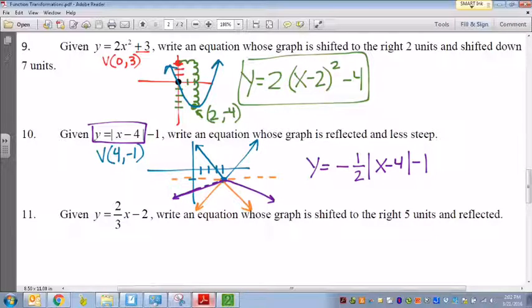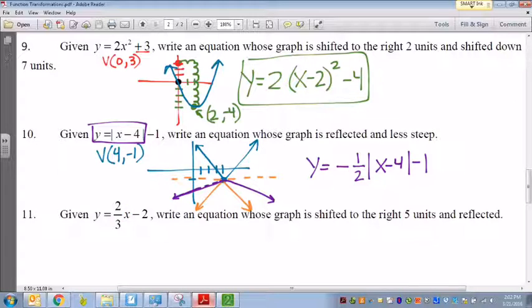let's take a look there. y equals 2/3 x minus 2. Write an equation whose graph is shifted to the right 5 units and reflected. Okay, so to the right 5 units. Now notice how there's nothing with x, right? There's no parentheses around it. Well, you'll say, wait, what about that minus 2? Well, that's not attached to the x because it's minus 2. Remember, if there's something with x, there'll usually be parentheses or it's all up in the exponent, okay?